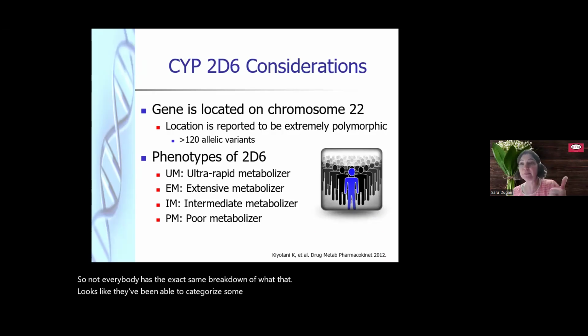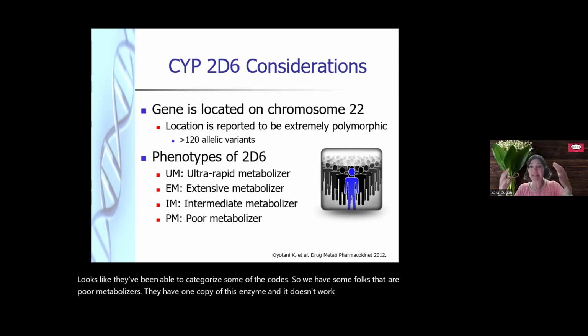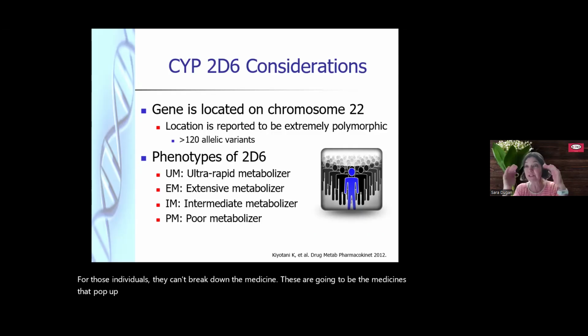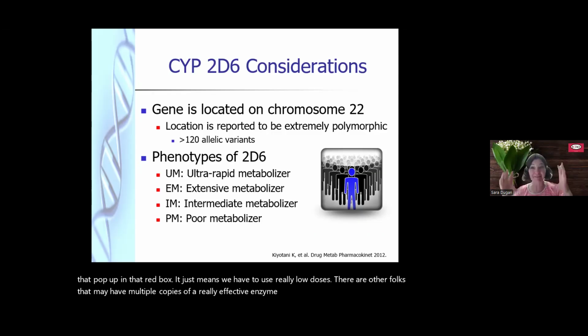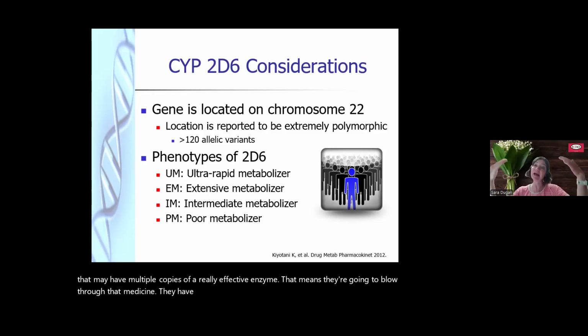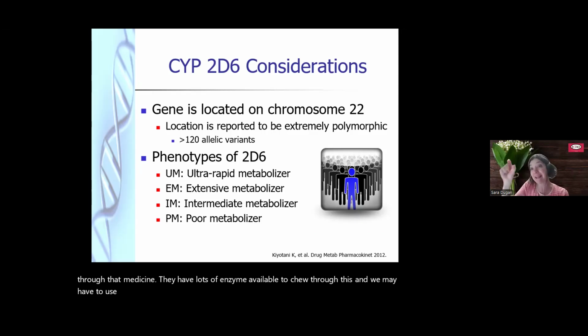So we have some folks that are poor metabolizers. They have one copy of this enzyme and it doesn't work very well. For those individuals, they can't break down the medicine. These are going to be the medicines that pop up in that red box. It just means we have to use really low doses. There are other folks that may have multiple copies of a really effective enzyme. That means they're going to blow through that medicine. They have lots of enzyme available to chew through this, and we may have to use higher doses for them. Again, they may fall in that red category. Doesn't mean we can't use these medicines. Risperidone is one that's processed by this, but we would just have to be careful and keep that in mind.